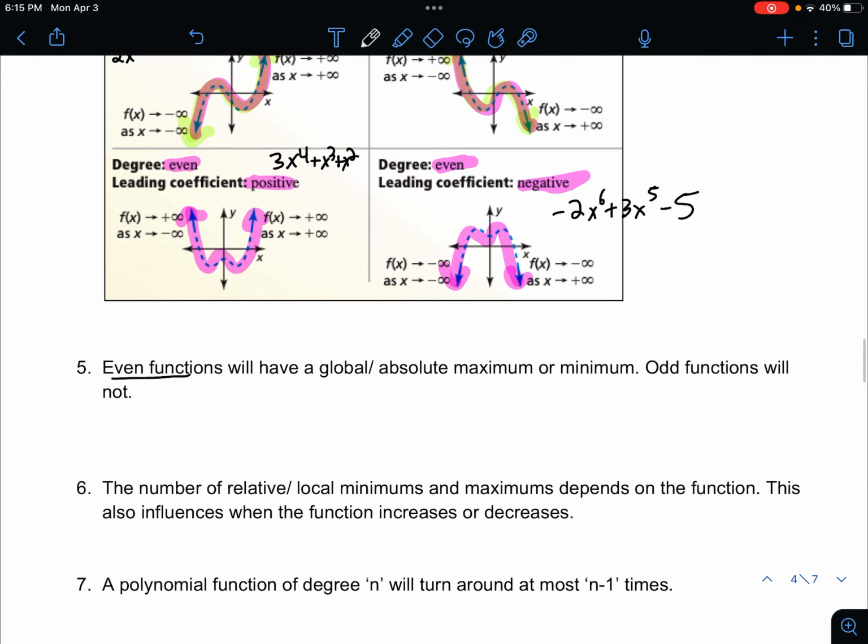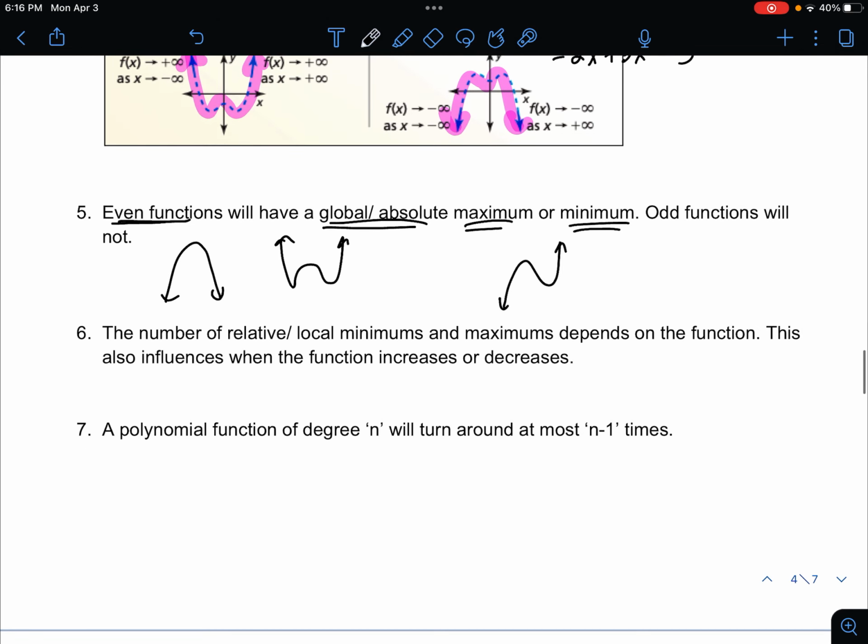Even functions have to have a global or absolute max or min, because even functions end in the same direction. So somehow there will be some lowest or highest point. Odd functions can only have relative ones, because odd functions will go up and down to infinity forever. The number of relative and local max and mins depends on the function.